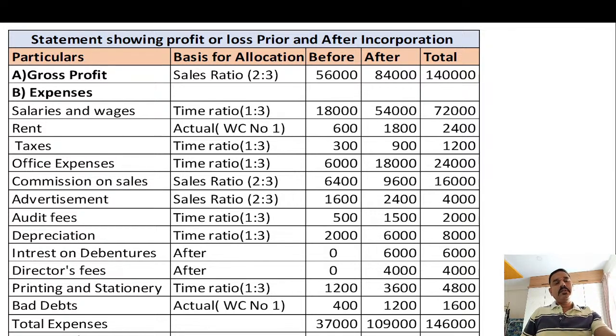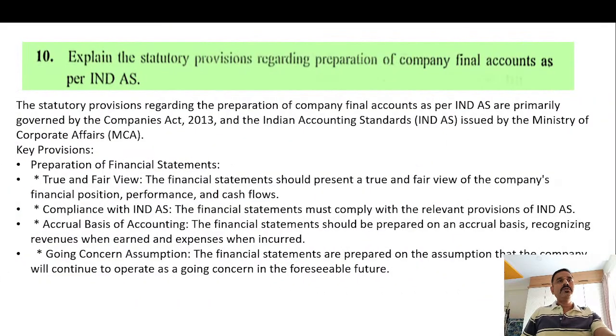So let's see the next question. It is a theoretical question. For your purpose, I am mentioning the answer for this also, and I am not going to read this out. If any students are interested in reading the theory, they can refer to it and make a note. So you pause it and make a note. Explain the statutory provisions regarding preparation of company final accounts as per Ind AS. You have a chapter on final accounts. How the final statements will be prepared as per Ind AS is explained in this slide. So you go through it, and I am not going to explain it.